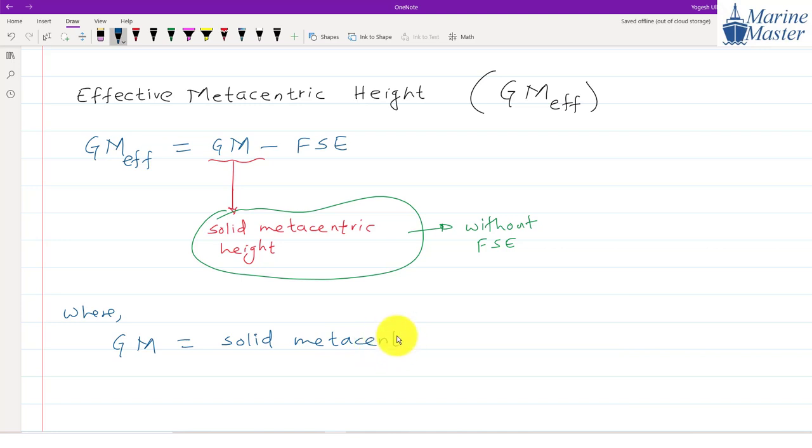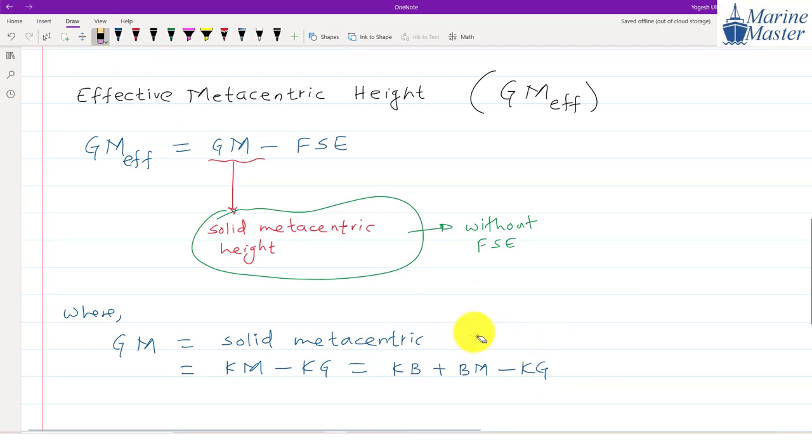And how to get that solid metacentric height? GM will be KM minus KG. And KM will be KB plus BM, minus KG, guys. You got my point? Anyone have any doubt in this discussion, guys? Got it, everyone?